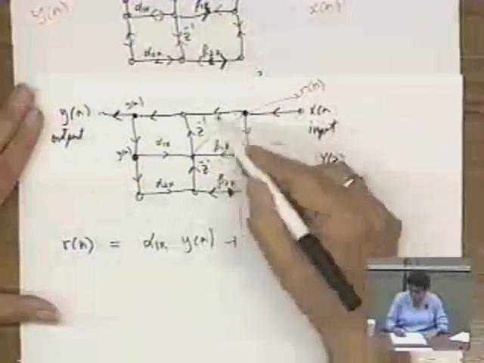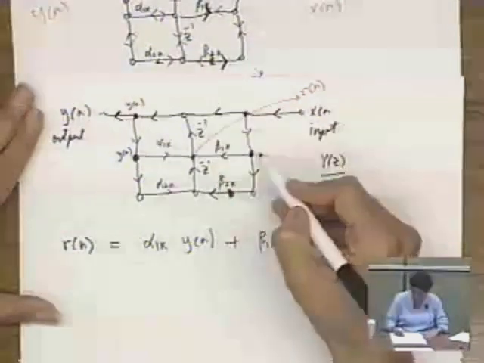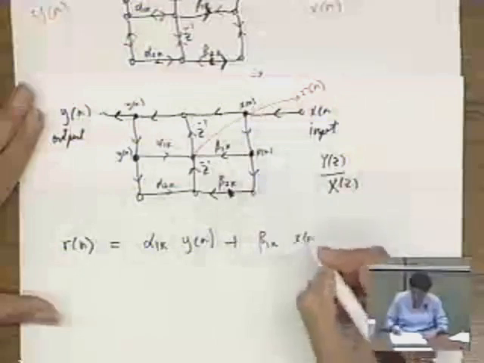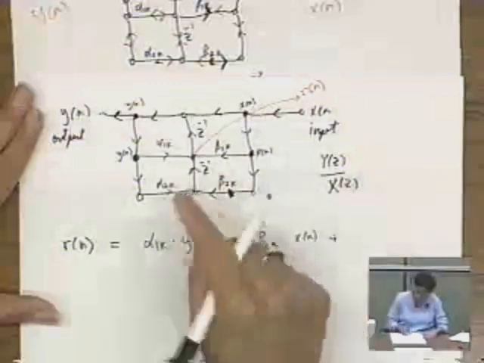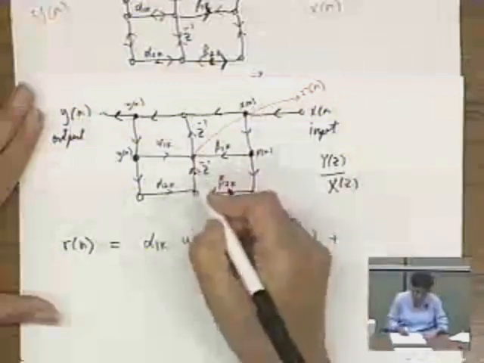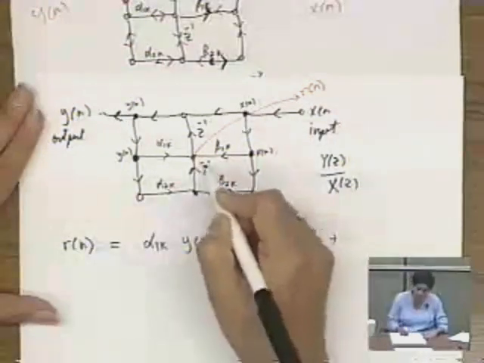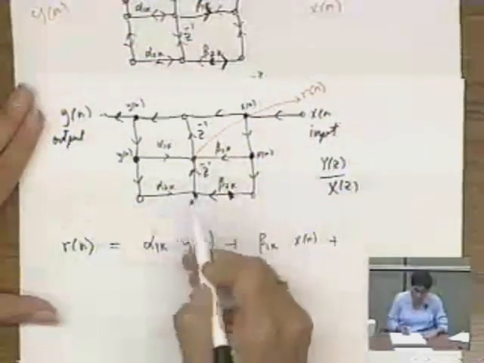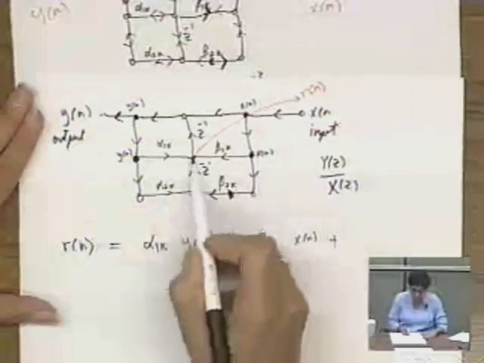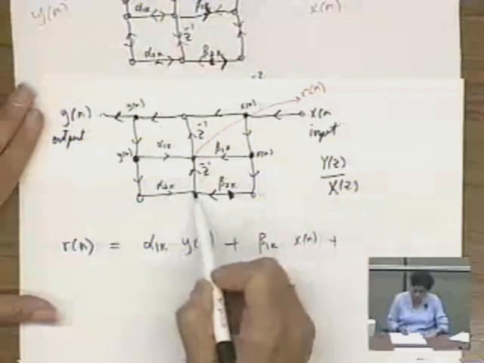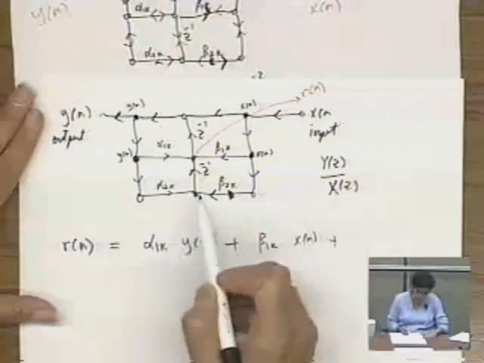Well, this node is receiving its value from x of n and passing it this way and that way. So this node is just x of n, and this node is x of n. They're both x of n. So beta 1k times x of n plus this branch. Well, this is z inverse. So it's whatever signal it is, but delayed by 1. Whatever signal you have here, but just delayed by 1, is the contribution from this branch to r of n.